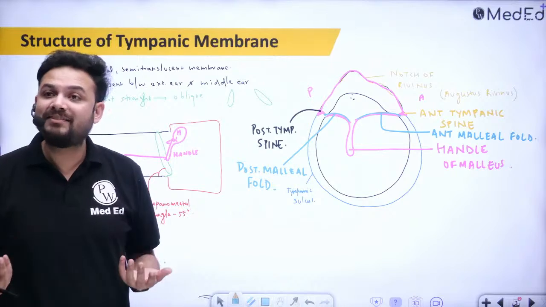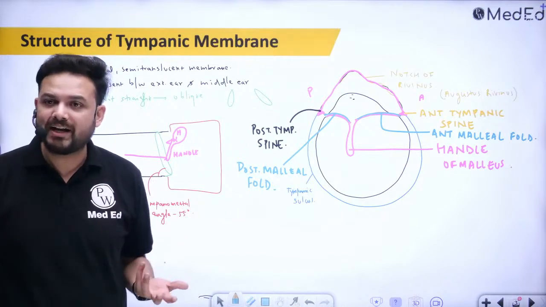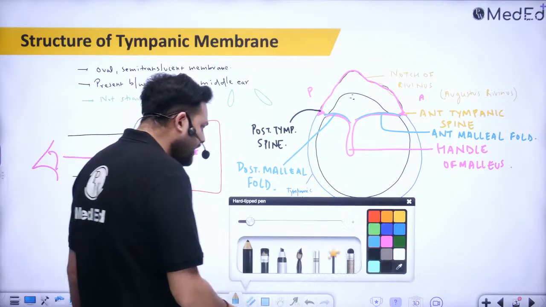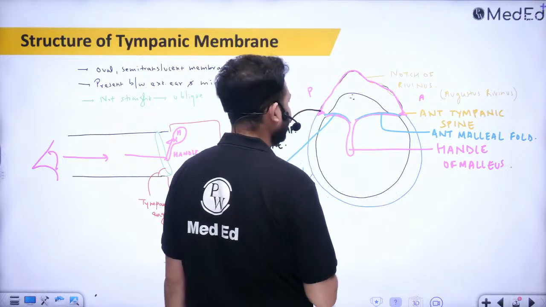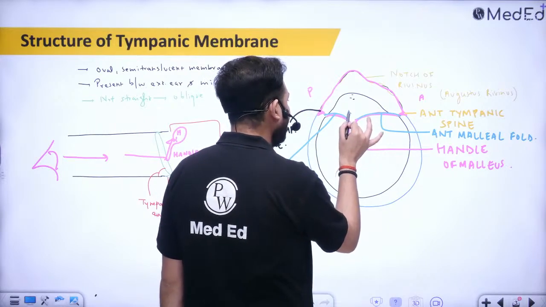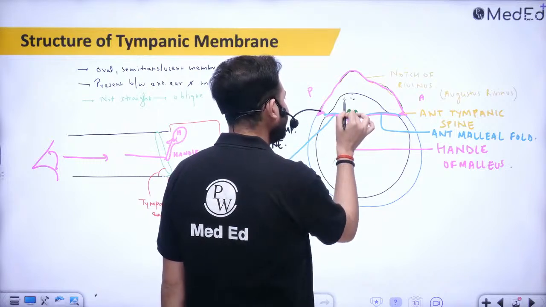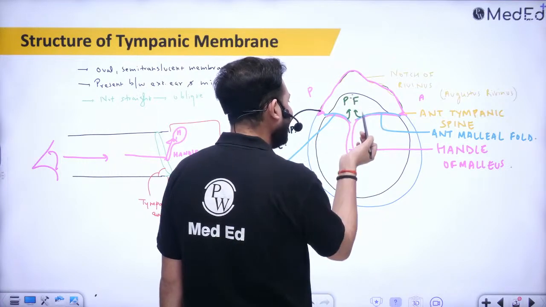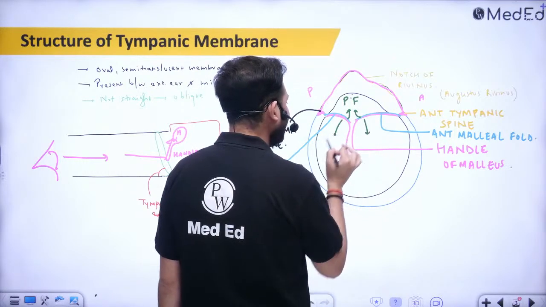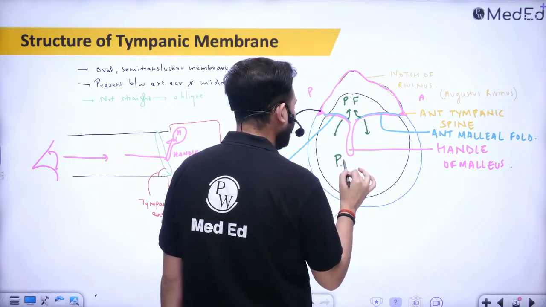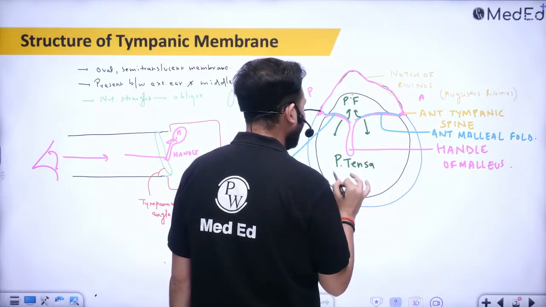तो व्हाट आई कैन सी राइट नाउ, अभी हम क्या बोल सकते हैं? व्हाट आई कैन विजुअलाइज इज कि व्हाट इज आवर पार्स फ्लैसिडा. व्हाट इज द पार्स फ्लैसिडा? Anything which is above my anterior and posterior malleal folds is my pars flaccida, and anything which is below my anterior and posterior malleal fold is my pars tensa.